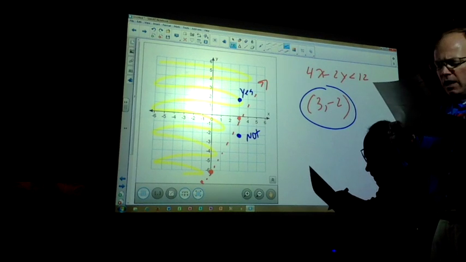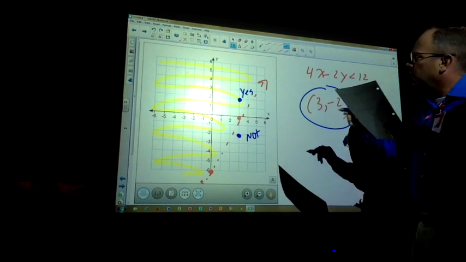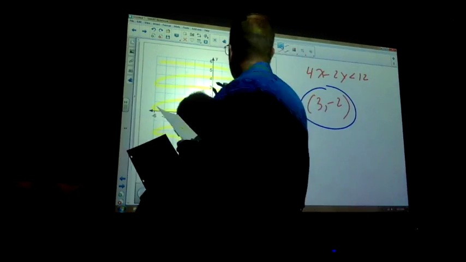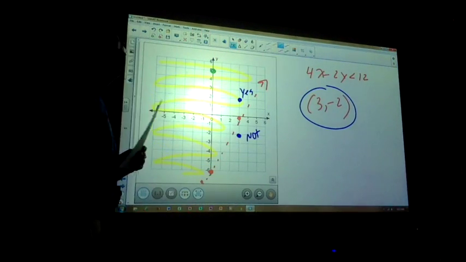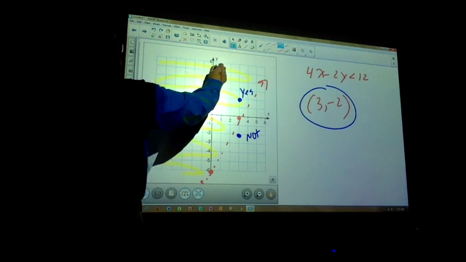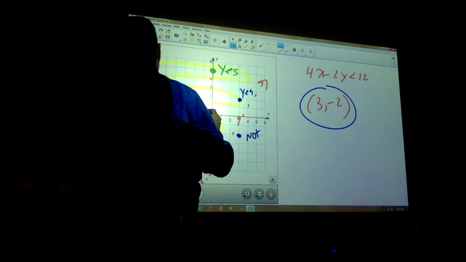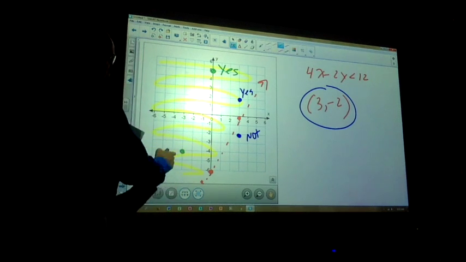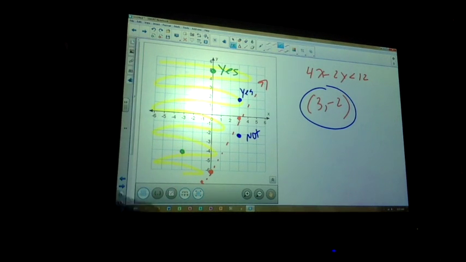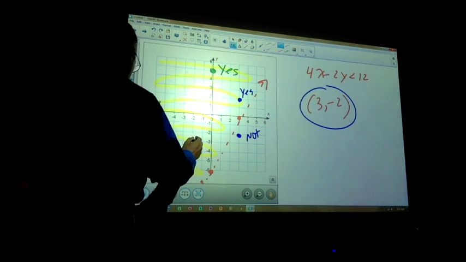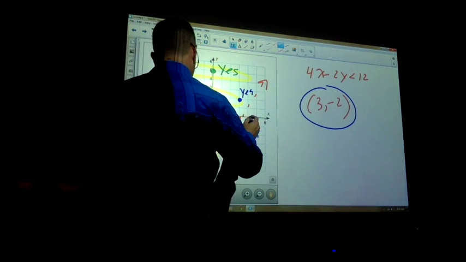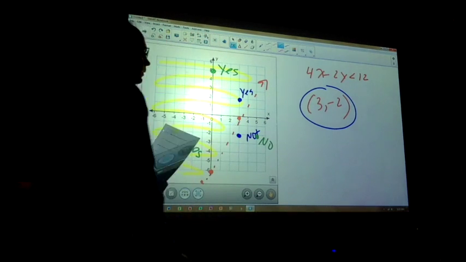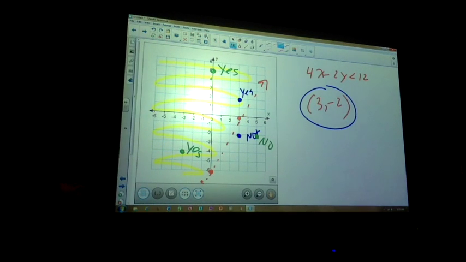Okay? And then which points are in the solution? Let's just do this in green. So 0, 5. Is that part of the solution? Yep, it's in the shaded region. -3, -4. Is that in the shaded region? Yep. And then 5, -2? Nope. Answer those.